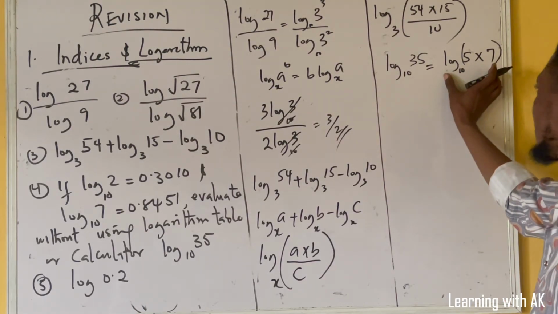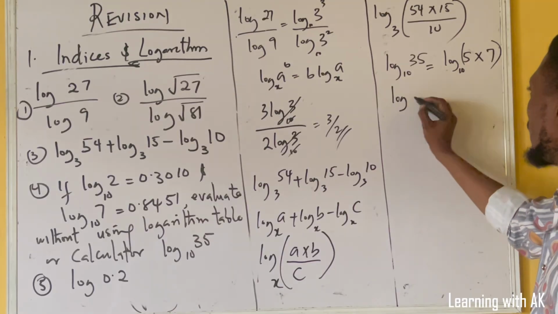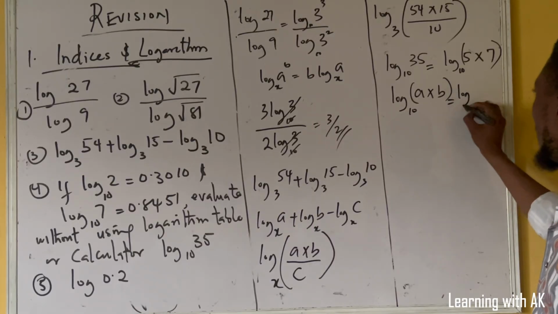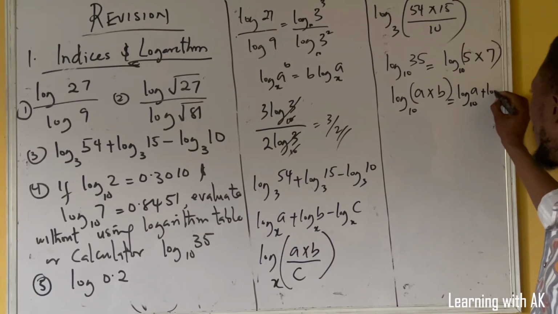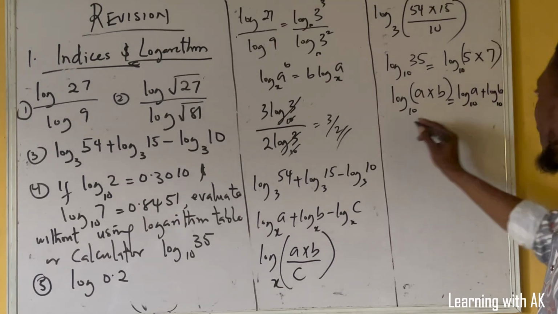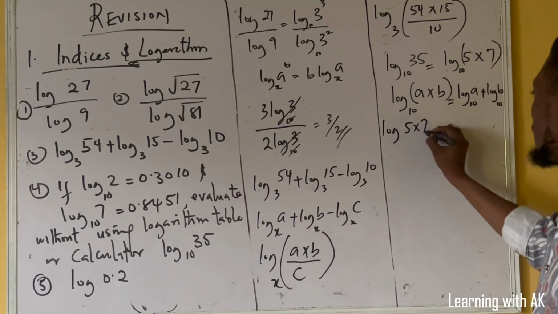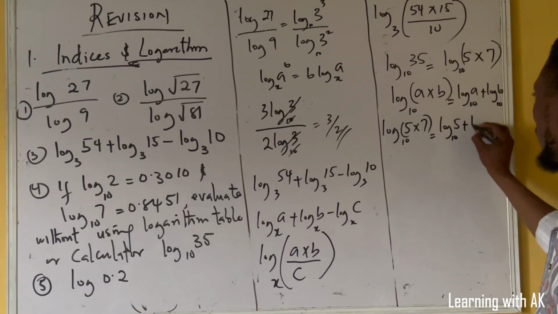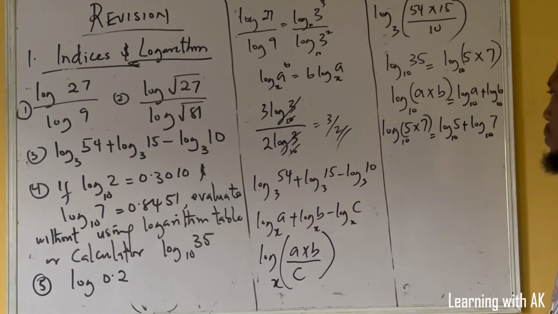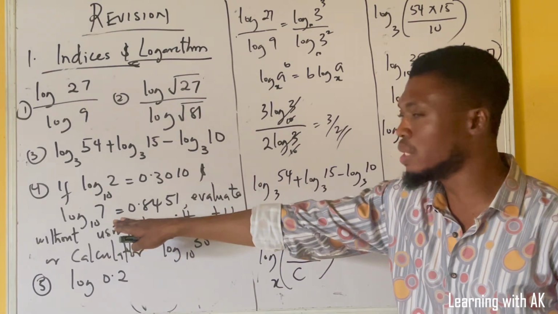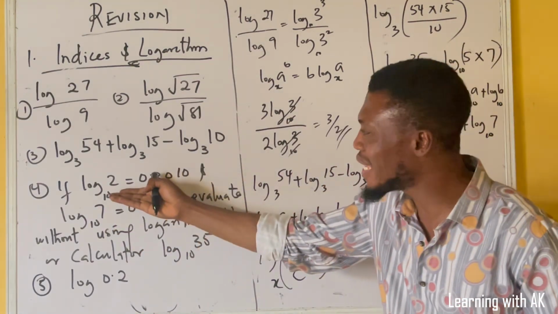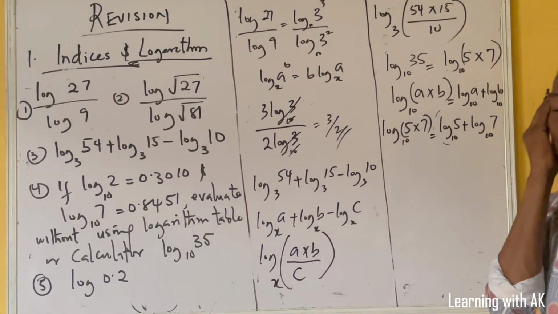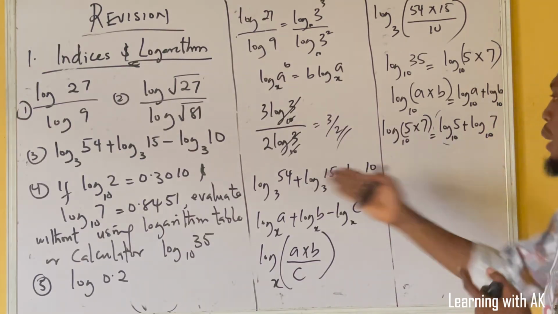That means I can re-express this. Don't forget, our law says that if I have log a times b base 10, it is the same thing as log a base 10 plus log b base 10. That means log 5 times 7 base 10 is the same thing as log 5 base 10 plus log 7 base 10. Now, I have log 7 base 10, log 7 base 10. I don't have a problem. However, how do I get log 2? Now, I need to express log 5 base 10 in terms of 2. So I'll think, what can I do to log 5 base 10 that will turn to 2?